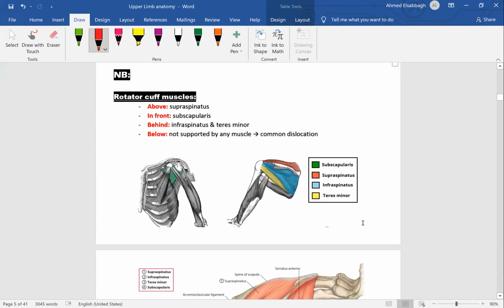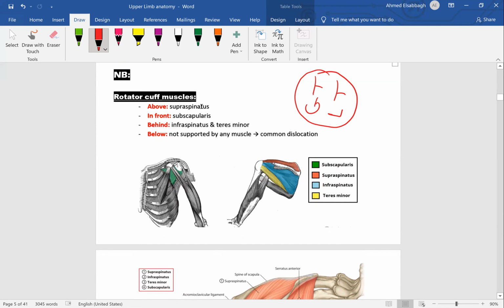Rotator cuff muscles. They are four muscles: supraspinatus, infraspinatus, teres minor, and subscapularis. In brief, they are the muscles attached to the greater tuberosity and lesser tuberosity. In brief, in order not to forget them: what are the muscles attached to the GT, greater tuberosity?